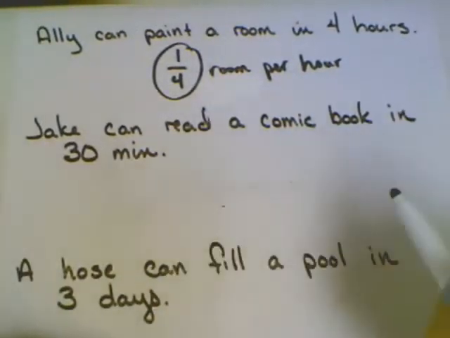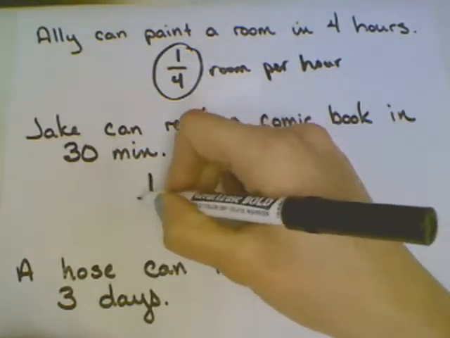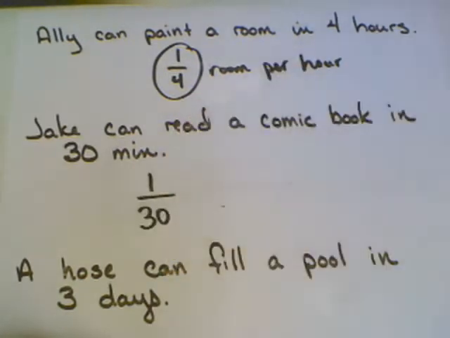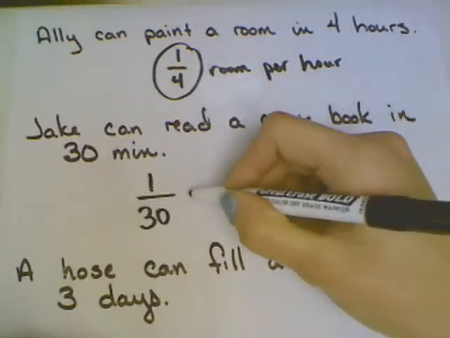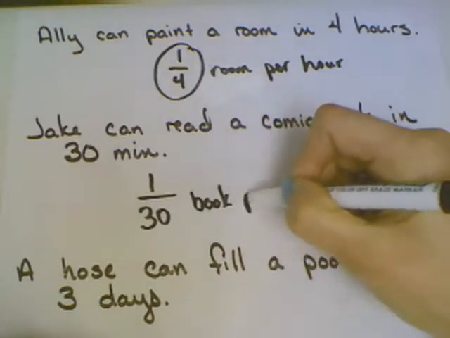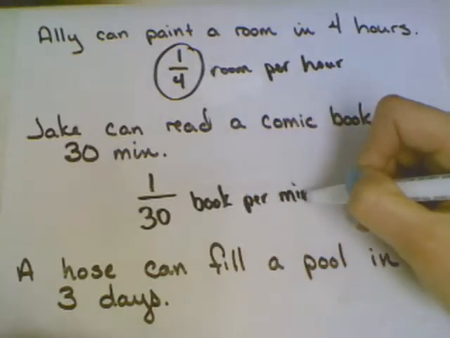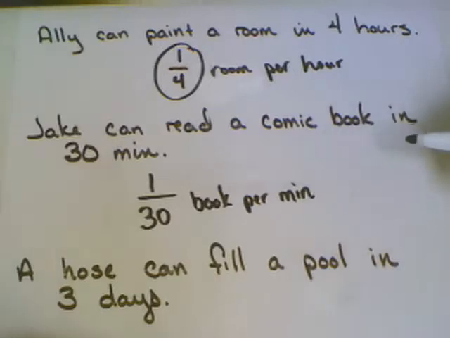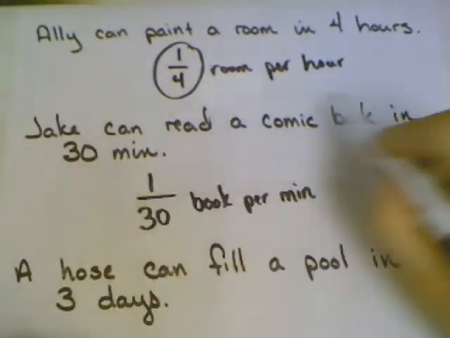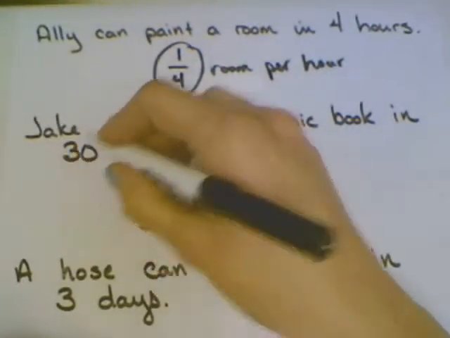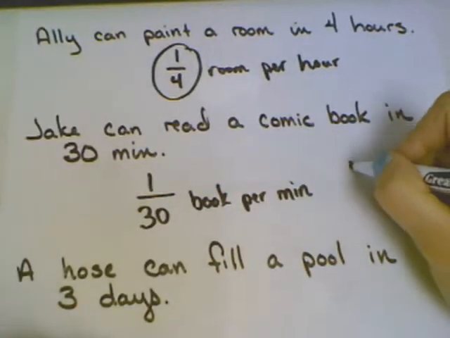Jake can read a comic book in 30 minutes. He can read one book in 30 minutes, so that's 1/30 book per minute. But let's say I wanted this not per minute but per hour, because I was comparing it to another quantity that was per hour. How do I convert minutes into hours? Well, I could say that Jake can read a book in not 30 minutes, but a half hour.